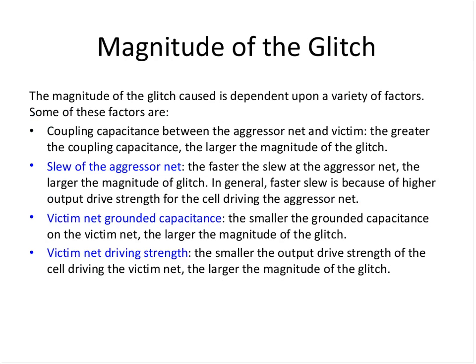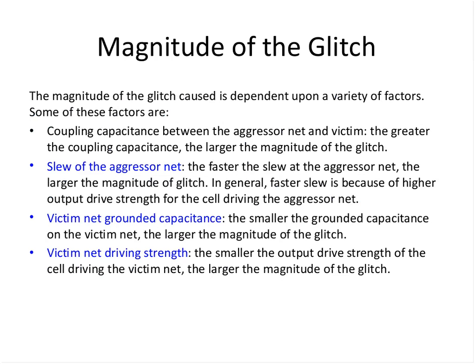Now, one of the most important things is the magnitude of the glitch. How big is the glitch? Is it big enough to cause a logical failure, or is it small enough? This is a very important factor because it will enable the PrimeTime tool to check whether the noise is below or above the noise margin of the affected cell. Now, it is dependent on a variety of factors.